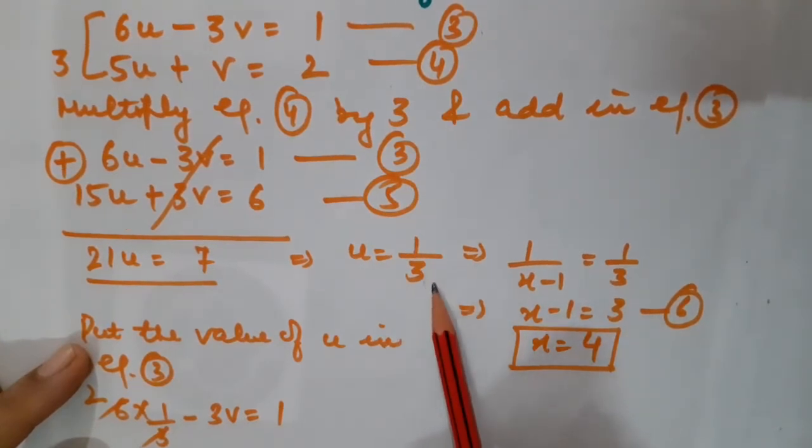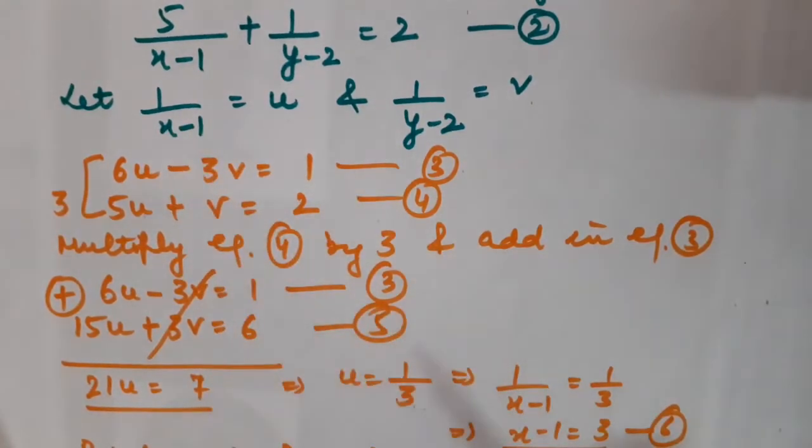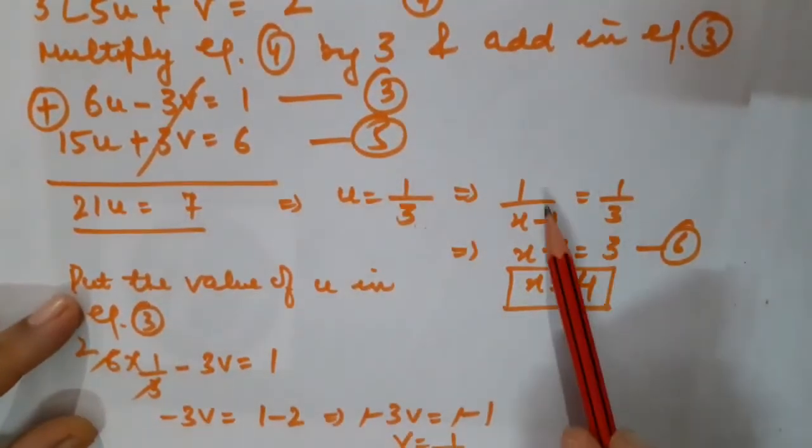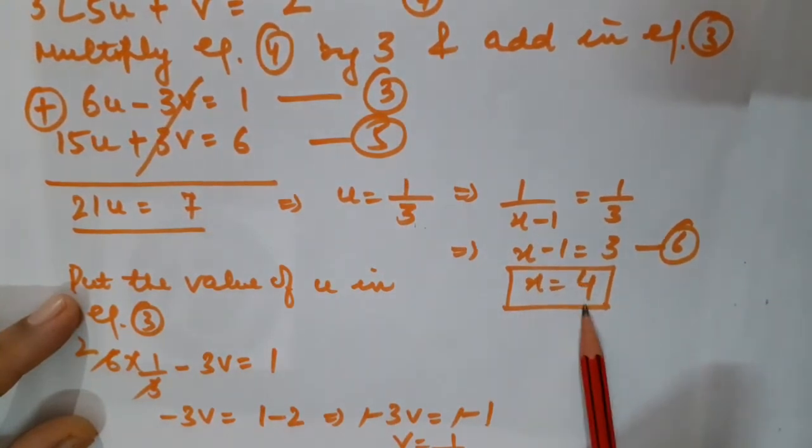But what was my assumption? I assumed u is equal to 1 upon x minus 1. So 1 upon x minus 1 is equal to 1 by 3. So x is equal to 4.